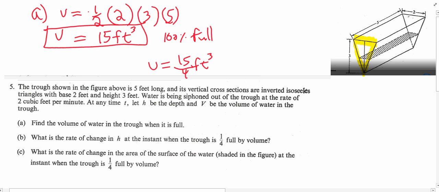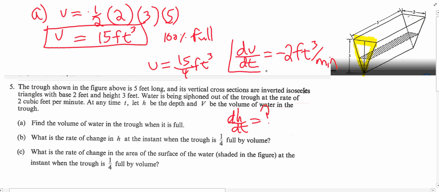And what else can we get out of the statement? Water is being siphoned out of the trough at a rate of 2 cubic feet per minute. So that's going to be the dV/dt. And since it's being taken out of the trough, put a negative sign in front of that, cubic feet per minute. Alright, and let's see. So we're interested in finding dh/dt, and we're given this, and we know the volume formula.